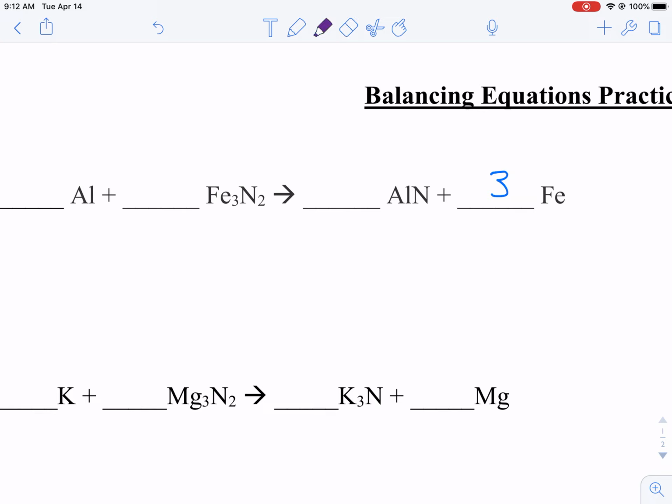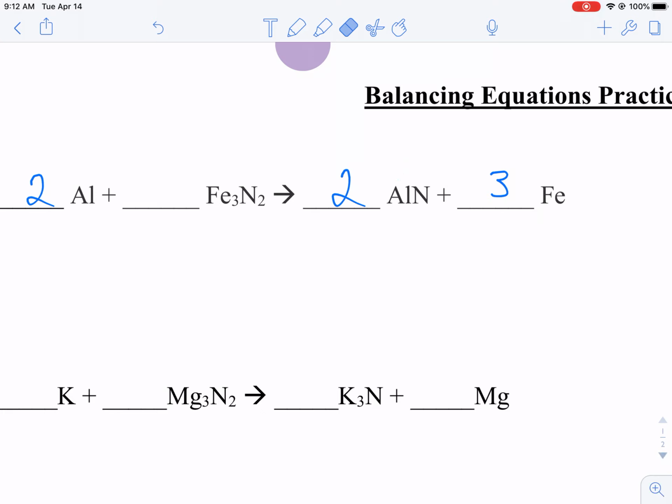The last thing that I want to look at is my nitrogen. Okay, and on this side right here I have 2, and on this side I have 1. So I'm going to put a 2 in front of that. Now what that did, and some people are struggling with this, is that changed how many aluminums I have in my products. In my products I now have 2 aluminums, so that means I have to go back over to my reactants and add a 2 there.